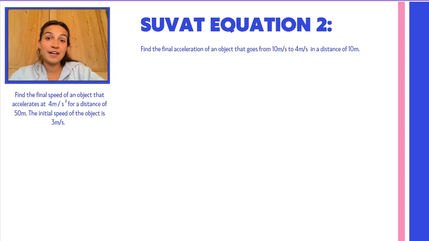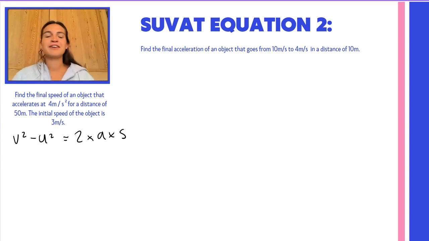Okay, then I need to practice using that second SUVAT equation: V squared minus U squared is 2AS. In this question, we have the final speed of an object I'm trying to find that accelerates at 4 meters per second squared for a distance of 50 meters, and the initial speed of the object is 3 meters per second. So before doing anything, write out my equation: V squared minus U squared is 2AS.